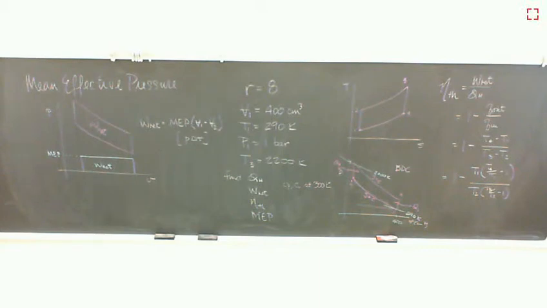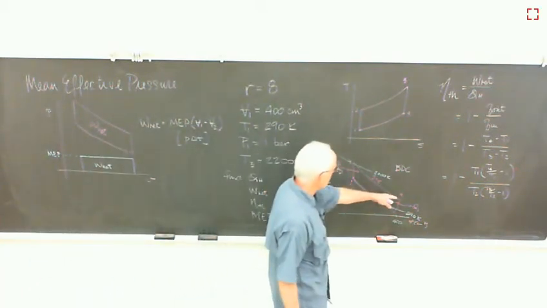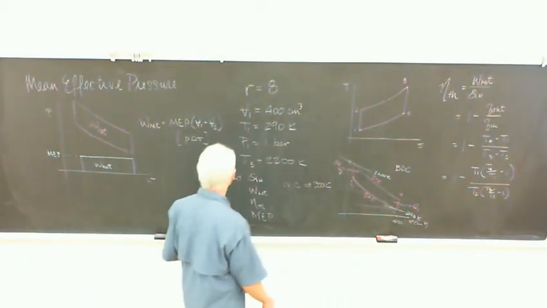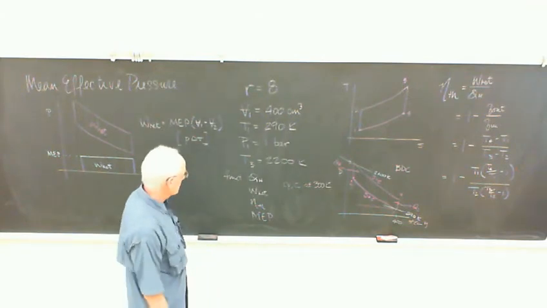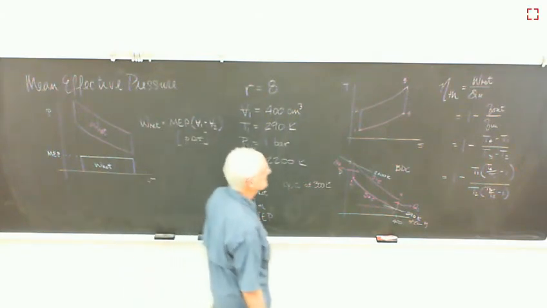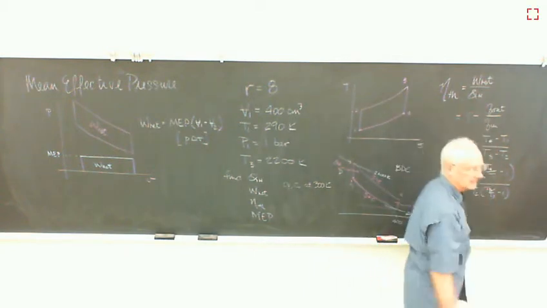So the first thing to do is probably find T2 and T4. Then you can find the heat addition and the heat rejection that way. You need the heat addition, of course, because that's part of the efficiency.